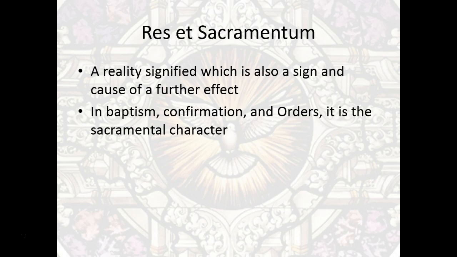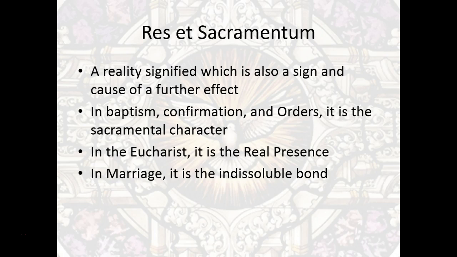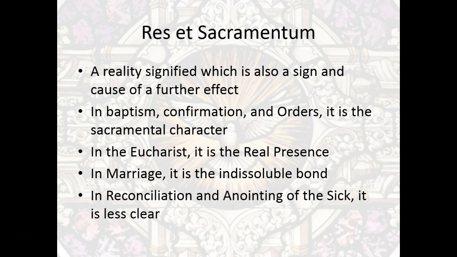We saw in baptism, confirmation, and holy orders, this res et sacramentum is the sacramental character. In the Eucharist, this res et sacramentum is the real presence of Christ in the Eucharist. In marriage, it's the indissoluble bond. It's a reality that is formed that contributes to the final grace given, that sacramental grace. Now, in reconciliation and anointing of the sick, it's less clear. And our author takes a stab at it, and authors are not agreed. This has never been defined by the church. Authors are divided on exactly what this is.